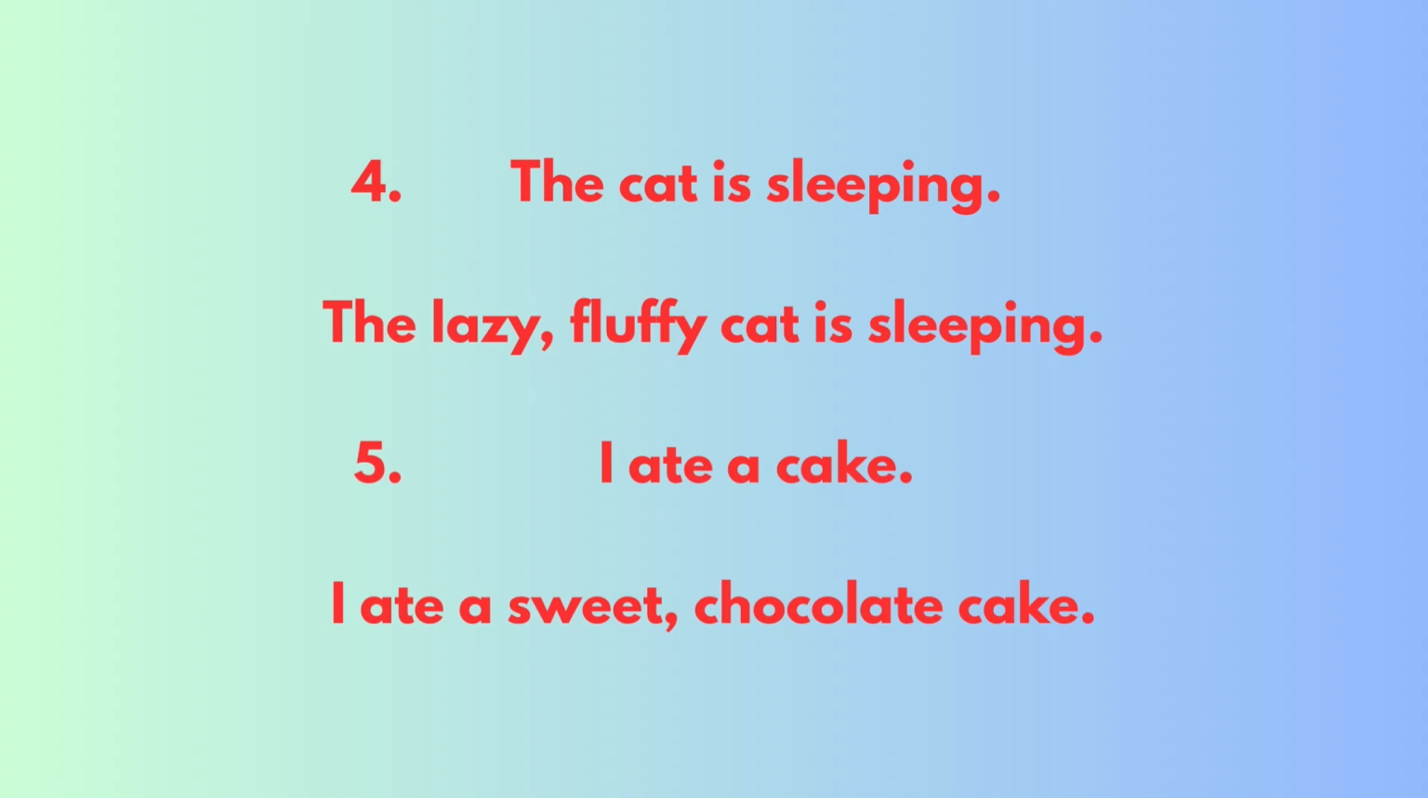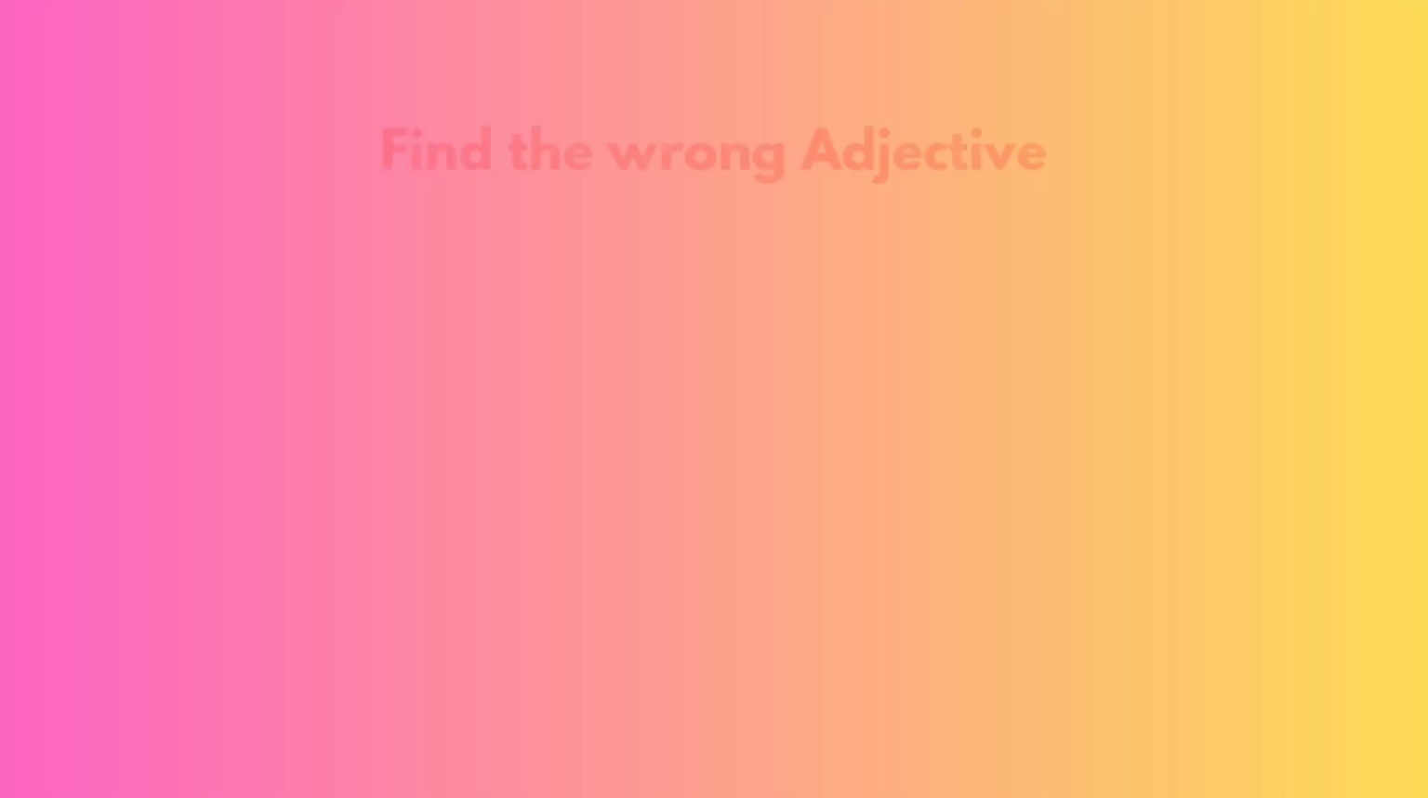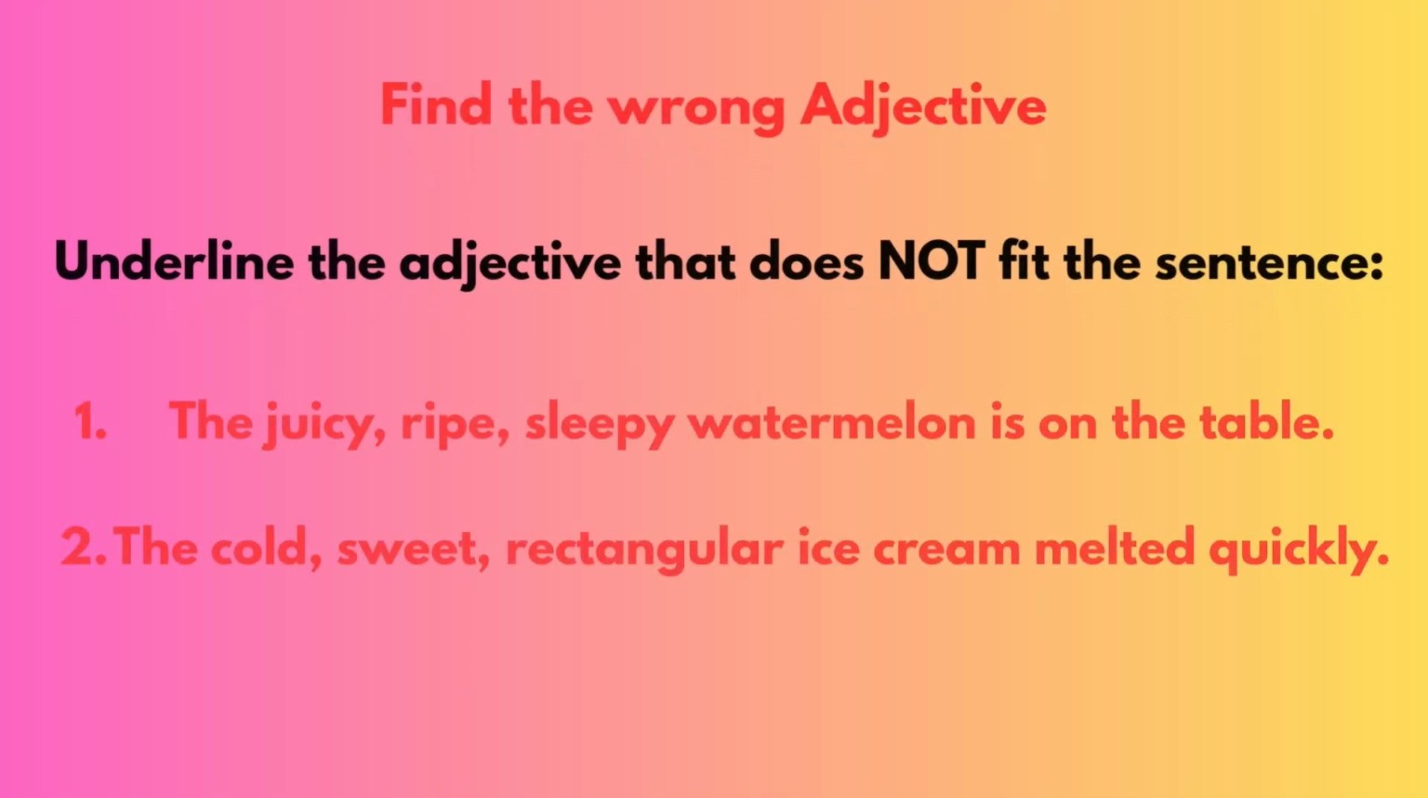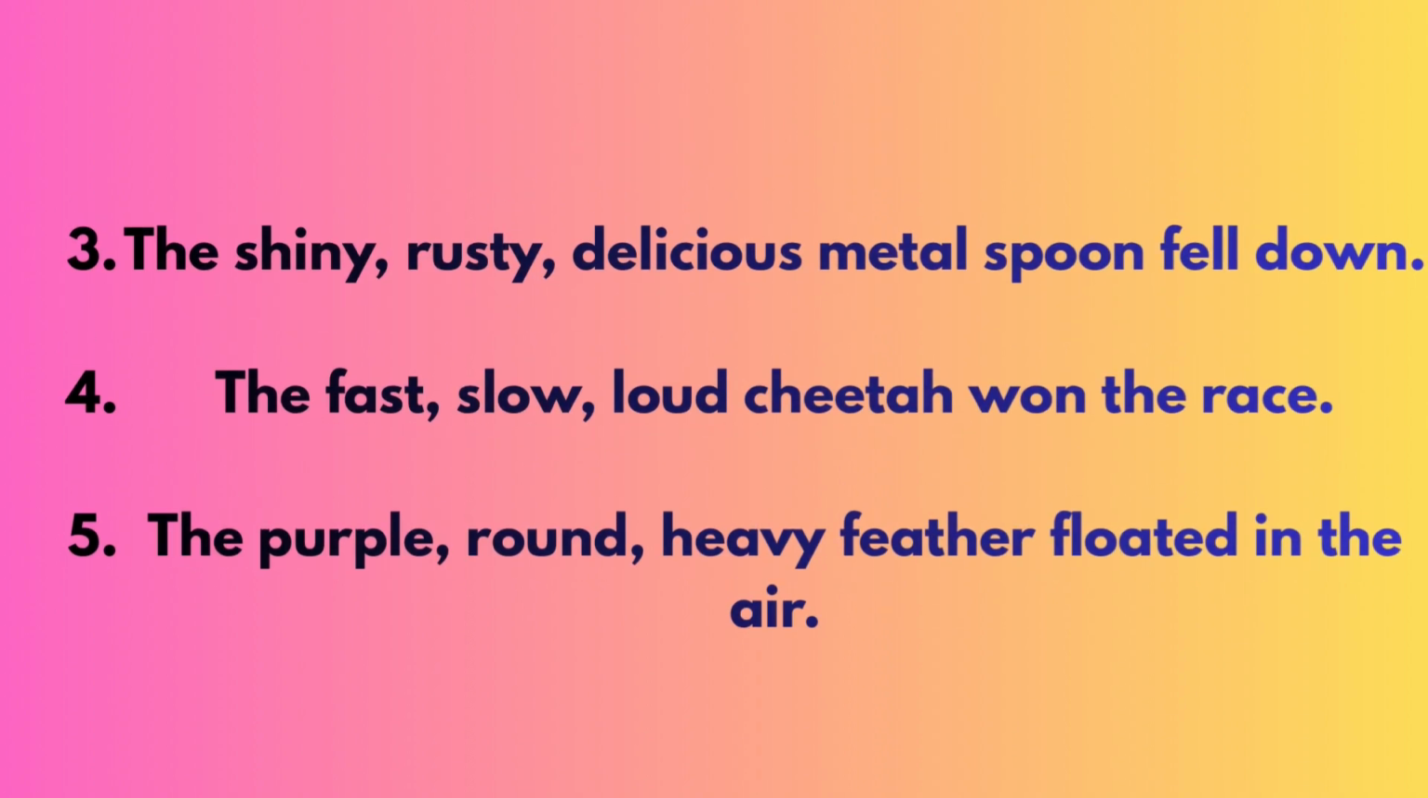We need to find the wrong adjectives. Underline the adjective that does not fit the sentence. The juicy, ripe, sleepy watermelon is on the table. Can a watermelon be sleepy? No, right? So this adjective doesn't fit the sentence. You need to underline those adjectives. The cold, sweet, rectangular ice cream melted quickly. Later, you can check the answers at the next slide.